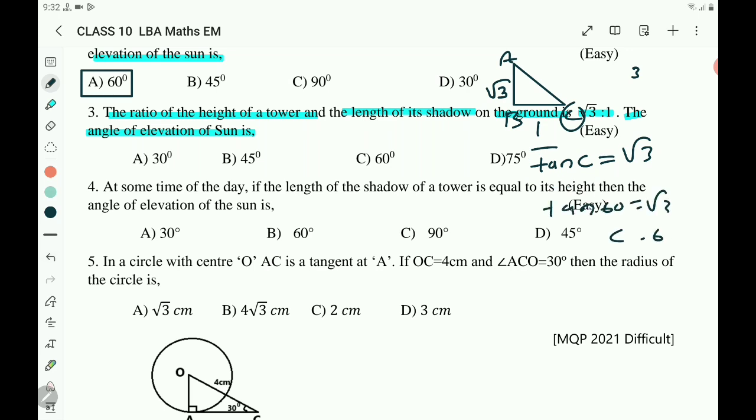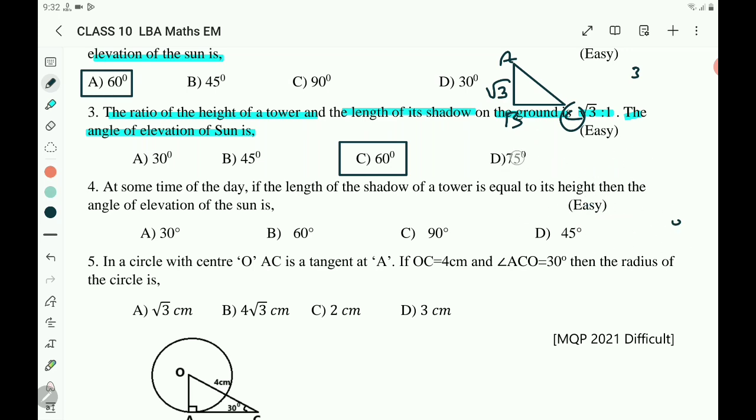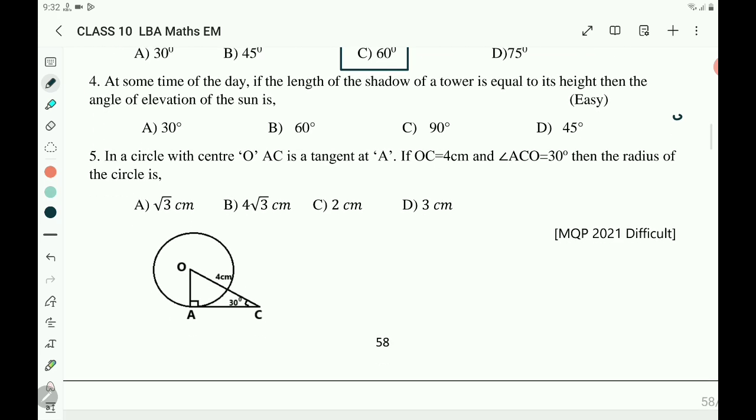Therefore, angle C is equal to how much? 60 degree. Then what is the answer? Option C is the answer. Here, no need of writing all the steps and you can logically guess the answer.